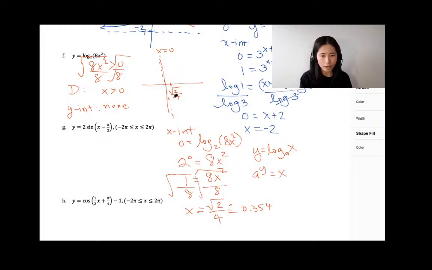So you have square root of 2 over 4, and then what's happening here is you're going to graph it something like this. As you can see, the function is approaching x equal to 0. So that's your log function. Okay, great.